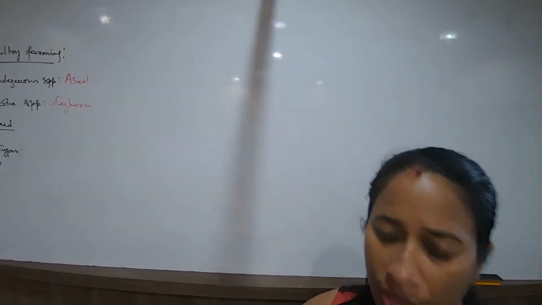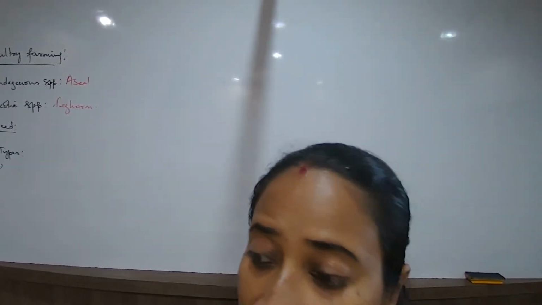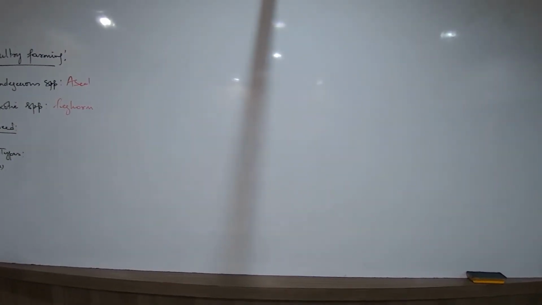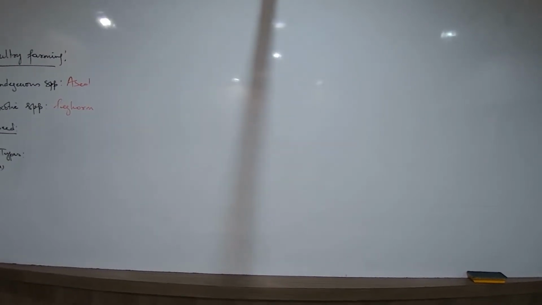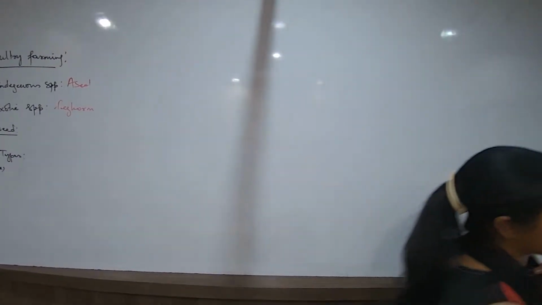The types of cattle which are bred for milk, what are these breeds called? Milch varieties. And the ones which are used in the farm for plowing, carrying load, what are they called? Draught varieties. D-R-A-U-G-H-T. Draught varieties. Remember.